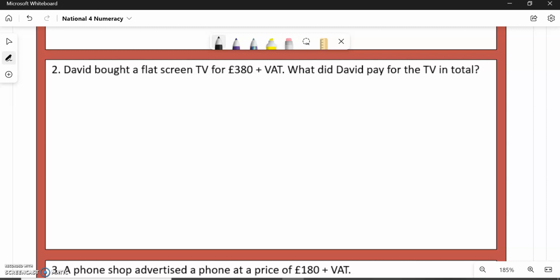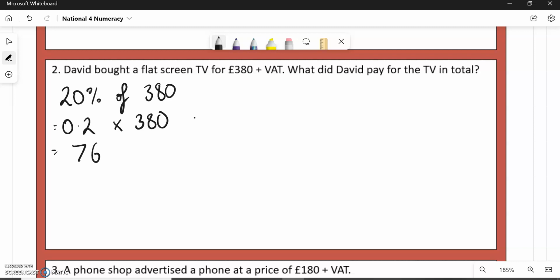David bought a flat screen TV for £380 plus VAT. What did David pay for the TV in total? So the VAT's not been included yet. So the VAT is charged at 20%. So we need to figure out 20% of 380. 20% is 0.2 times 380. 0.2 times 380 is 76. So the VAT is £76. The value added tax is 76.